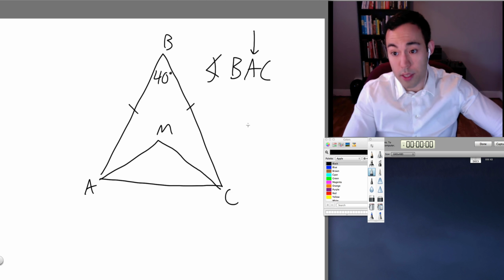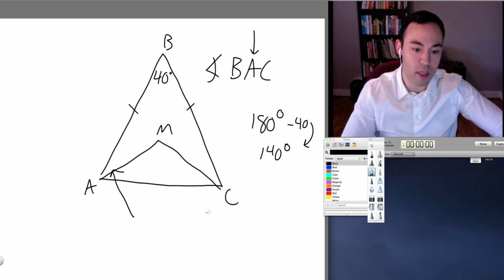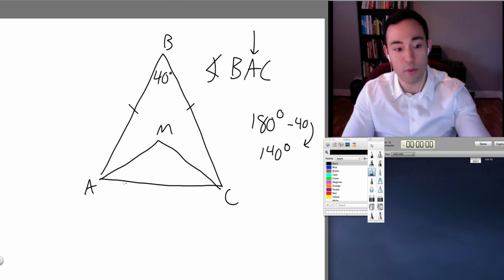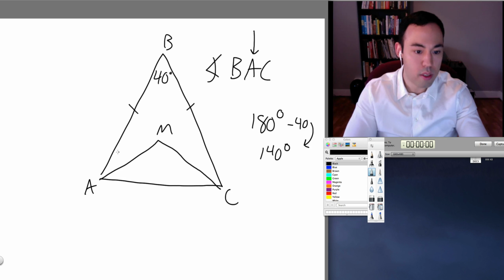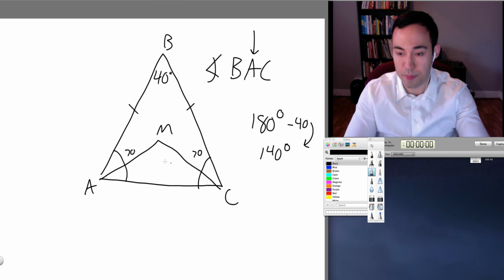So we know that all the interior angles of a triangle equal 180 degrees. That means there are 140 degrees left to apportion between those two angles, because 180 minus 40 is 140. So what's 140 divided by 2? It's 70. So this whole thing is 70, and this whole thing is 70.